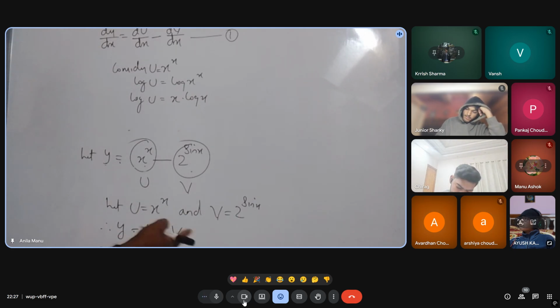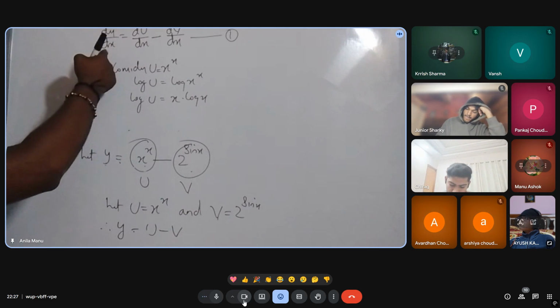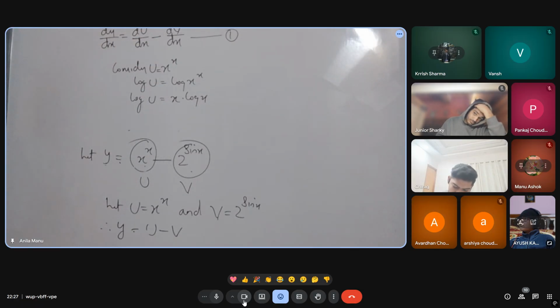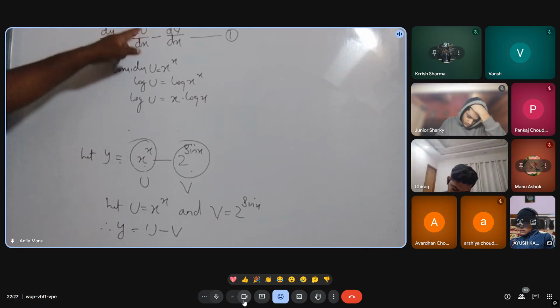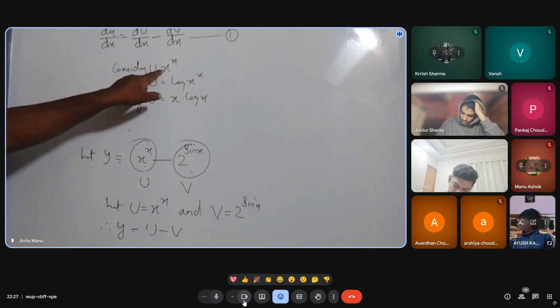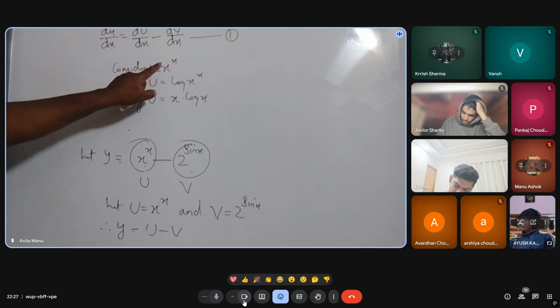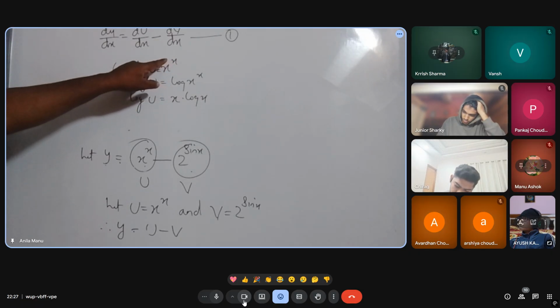Then differentiating both sides with respect to x, you will get equation number 1. Then we are going to find one by one. That means first I want to find du by dx. If I want to find du by dx, first you consider u. U is equal to x raised to x. So you understood that it is function raised to function. Clear?